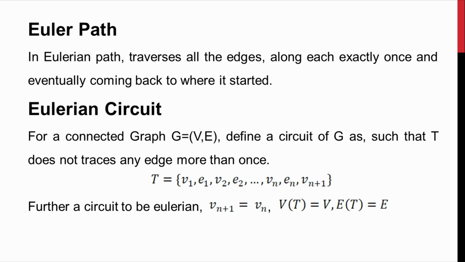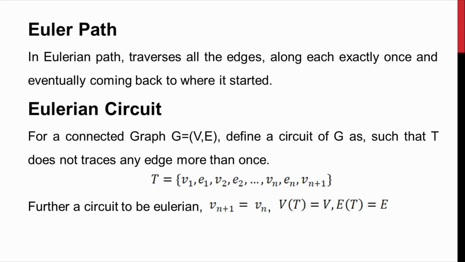An Euler path in a graph or multigraph is a walk through the graph which uses every edge exactly once. A graph has an Euler path if and only if there are at most two vertices with odd degree. The second definition is about Euler circuit. An Euler circuit is an Euler path which starts and stops at the same vertex. A graph has an Euler circuit if and only if the degree of every vertex is even.